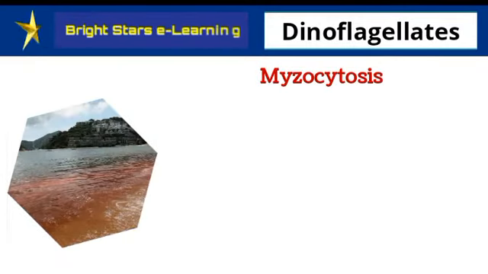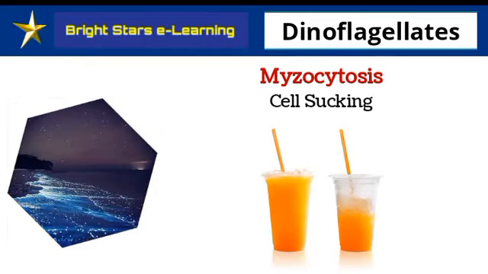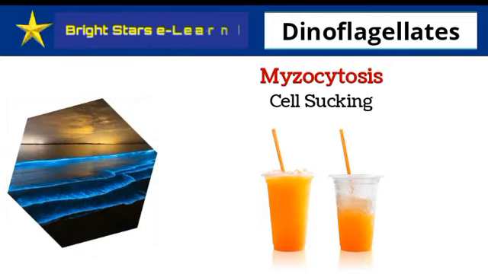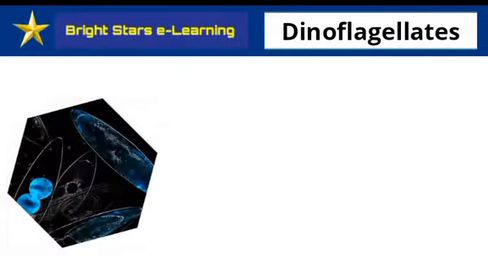Some show myzocytosis, that means cell sucking. They suck nutrients from other microscopic organisms. Symbiosis means having mutual benefit. If two organisms are getting benefit from each other, we call that process symbiosis. Some dinoflagellates show symbiosis, like zooxanthella. This one is a symbiont on other microscopic organisms.